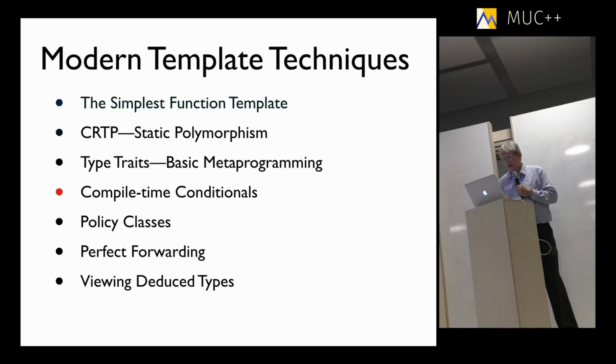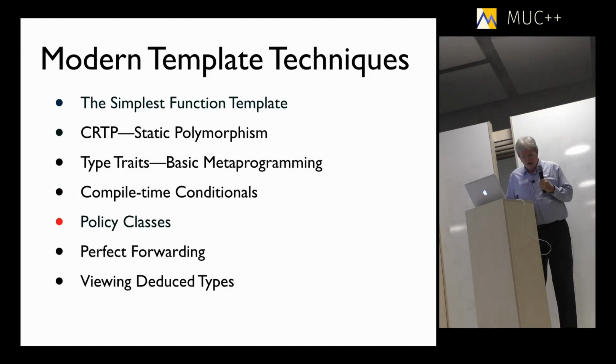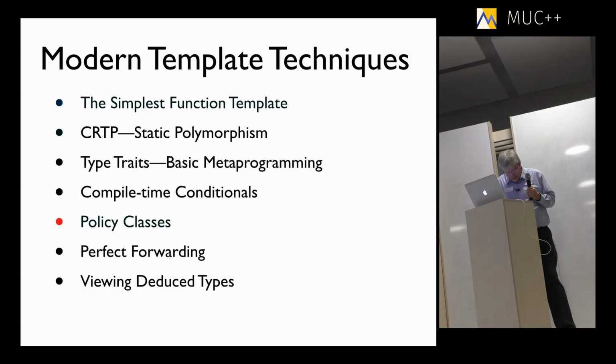All right. So the next thing I want to talk about are policy classes. So policy classes were made popular by, he may have even invented them, I don't know, but Andrei Alexandrescu wrote a book called Modern C++ Design, and he popularized policy classes because he used those.